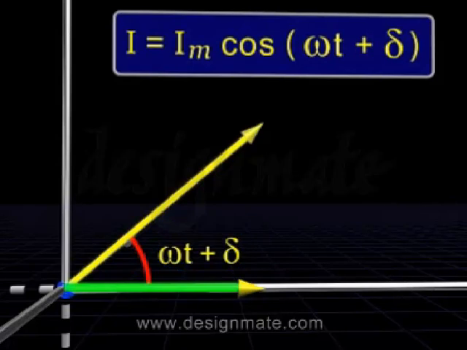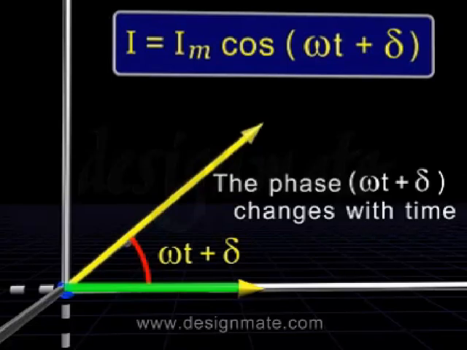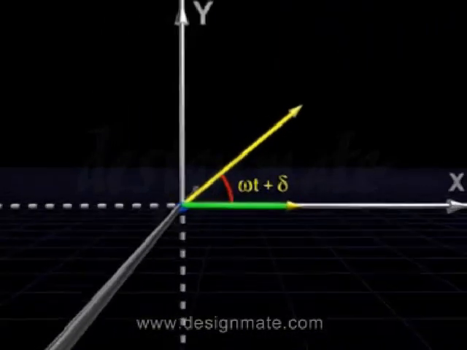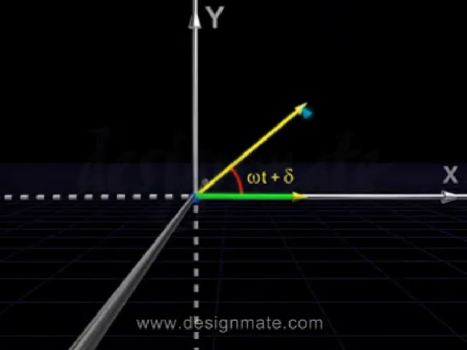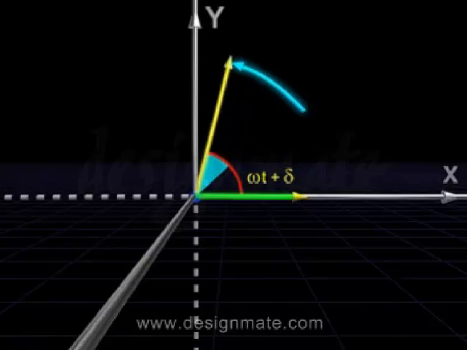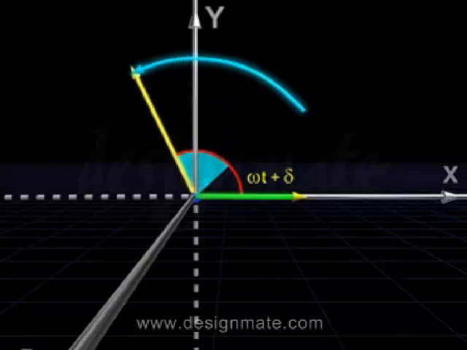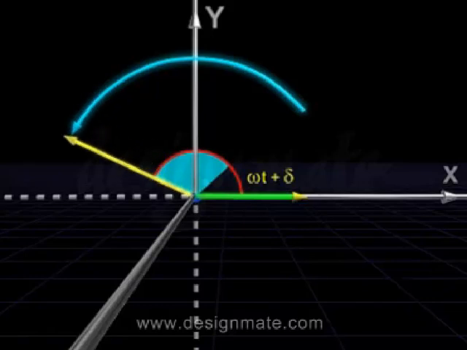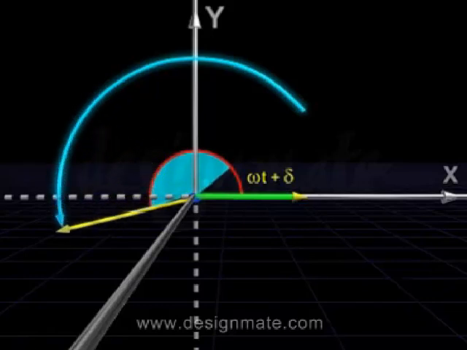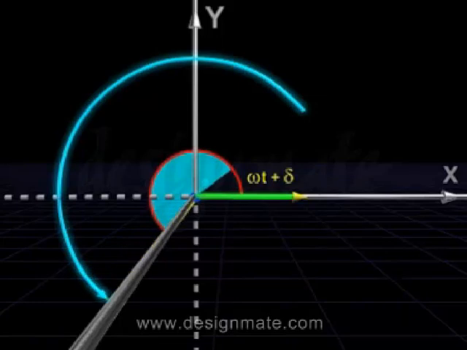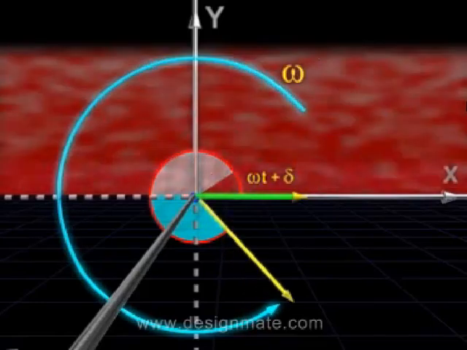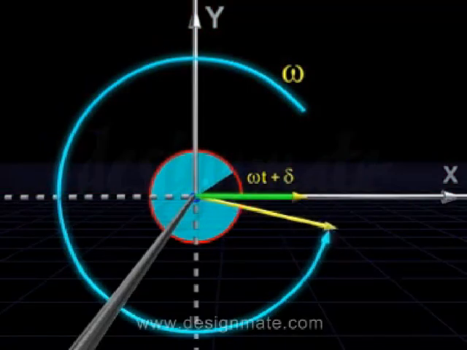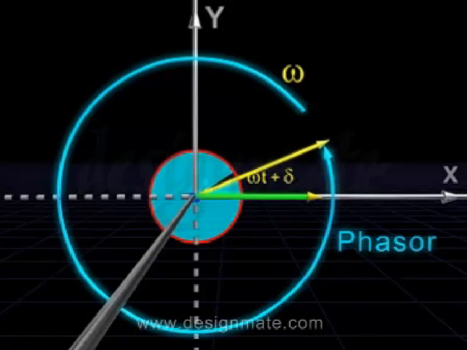Two things have to be noted here. The phase omega t plus delta changes with time, or in other words, the angle between the vector shown in the figure and the x-axis, and also the angle with respect to the y-axis, keeps on changing with time. The vector will rotate with angular frequency omega in the xy plane. Such a rotating vector is known as a phasor.